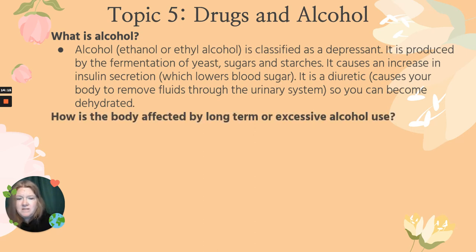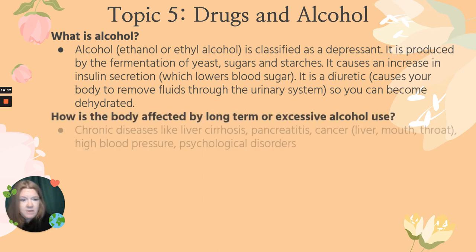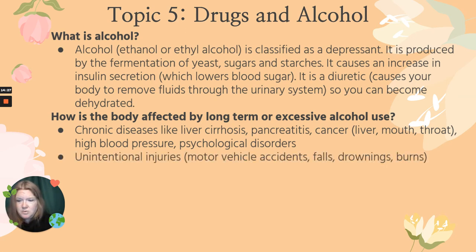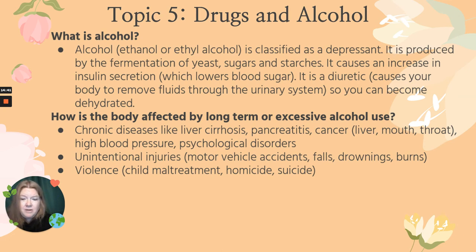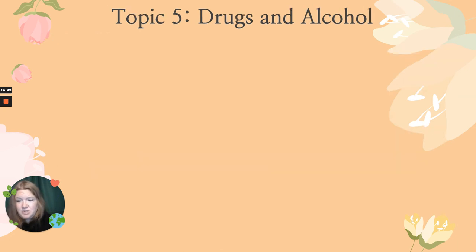How is the body affected by long-term or excessive alcohol use? Well, you can get chronic diseases like liver cirrhosis, pancreatitis, cancer of the liver, the mouth, the throat, can get high blood pressure, and psychological disorders. Also, the use of alcohol excessively is responsible for a lot of unintentional injuries like motor vehicle accidents, falls, drownings, burns. It also is responsible for some violence like the maltreatment of children, homicides, and suicides.